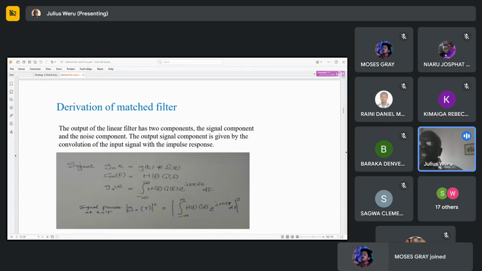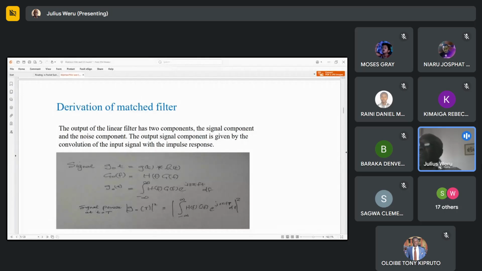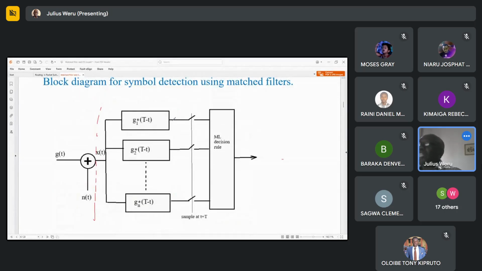Yeah, there's two components because it has two inputs, this and this. So the output of that, the two are added. So this has two components, and therefore once it goes through here, it also has two components: one due to the noise, and the other one due to the signal. As I was saying, the output of the linear filter. So we are talking about at this point, this is the linear filter. It would have two components because you have two components.